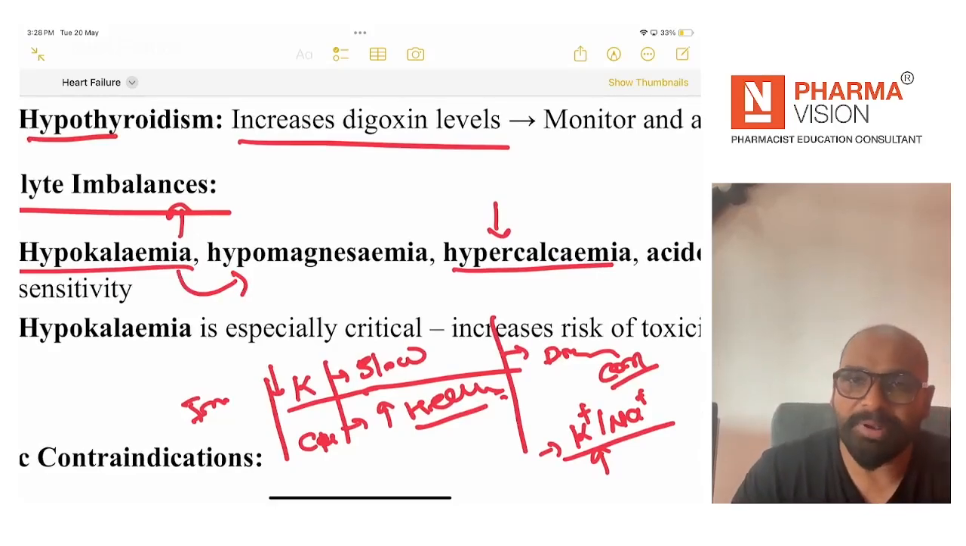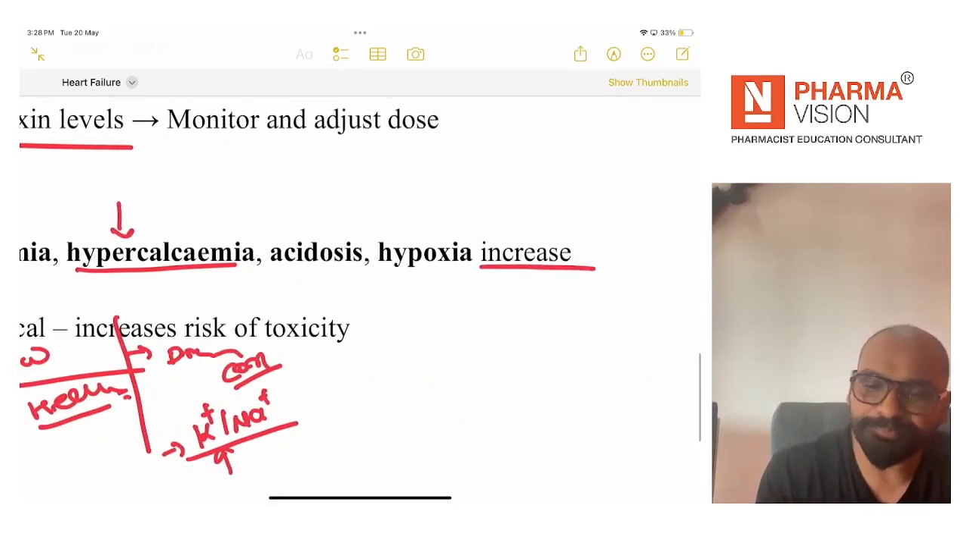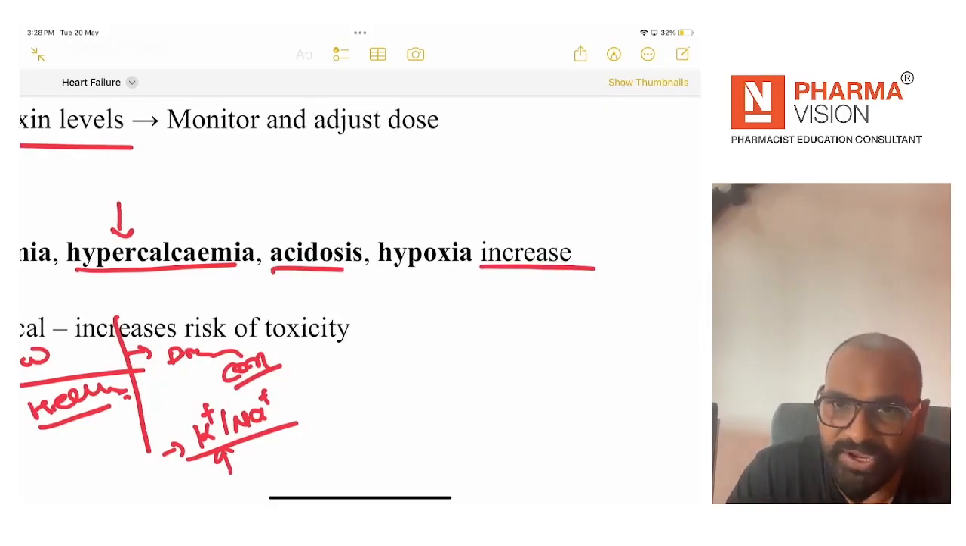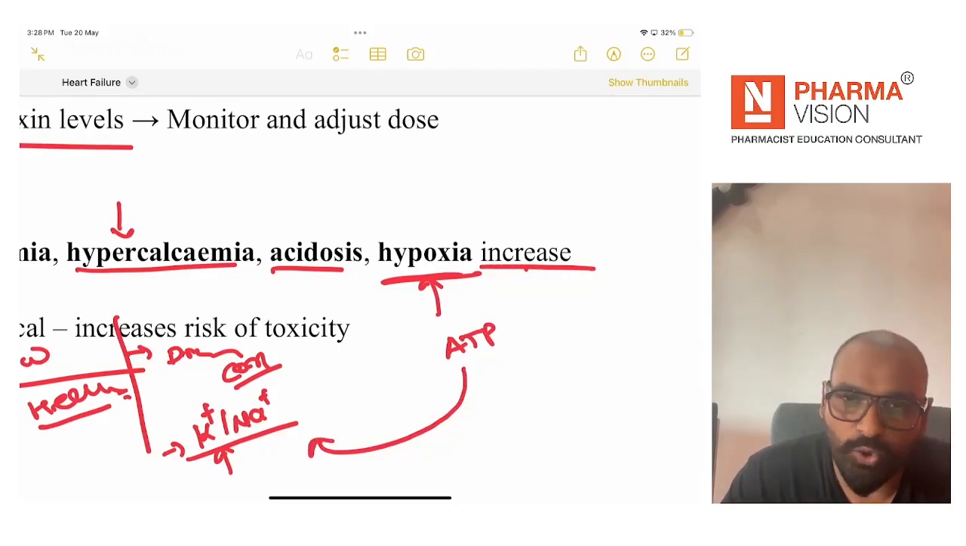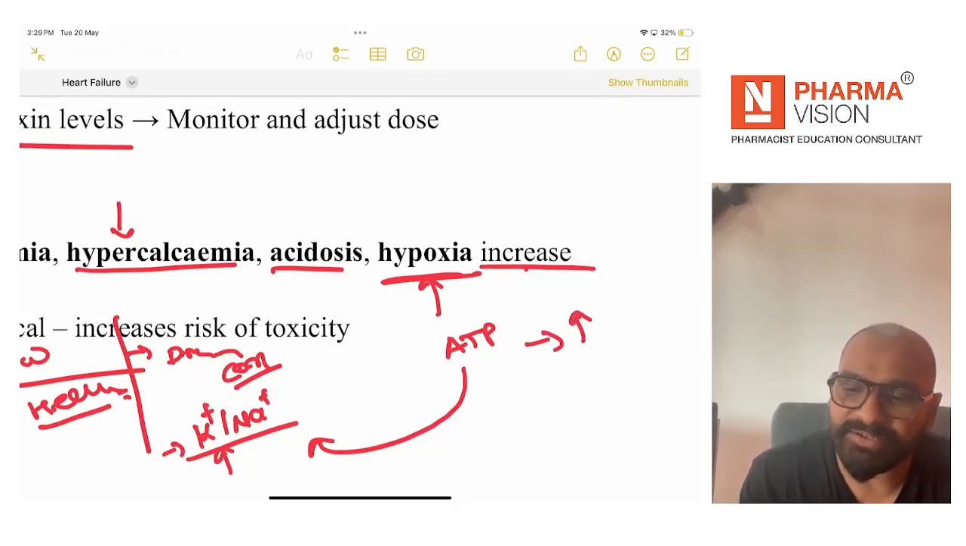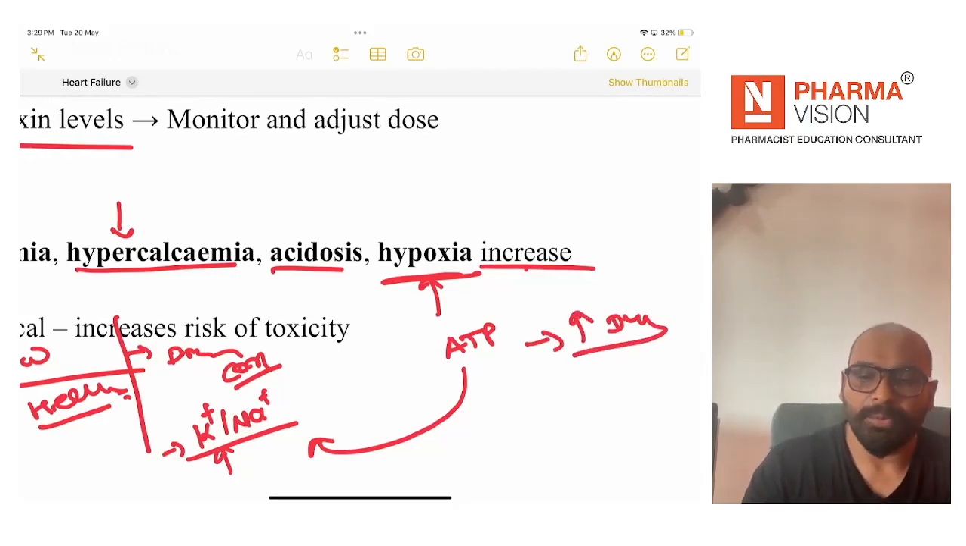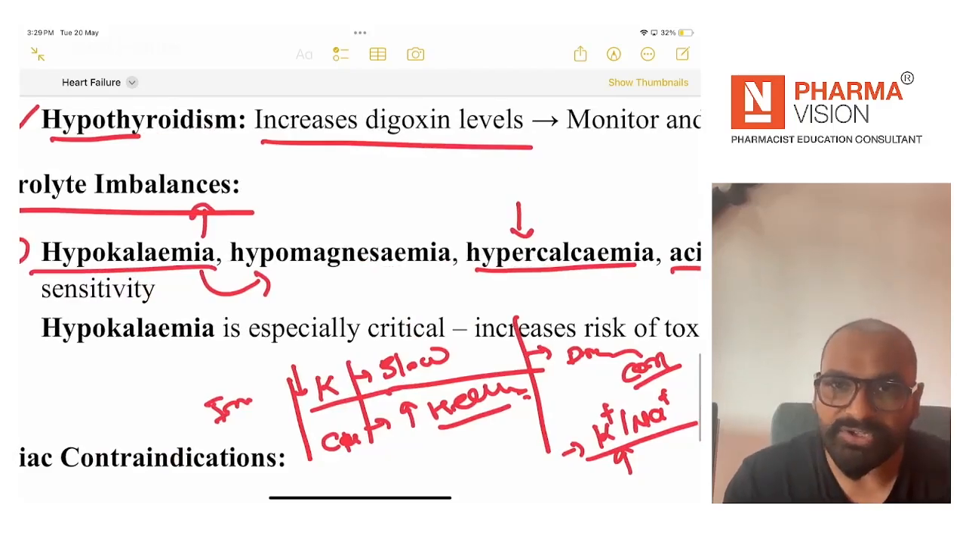Again, potassium and magnesium work in a similar way. Acidosis also changes the potassium shift, and due to that the Digoxin sensitivity increases. Another point, hypoxia: when the patient is suffering from hypoxia, it changes the ATP level, and this changes the sodium potassium pump functionality, and due to that the Digoxin sensitivity increases. So if you can remember all these terms, that would be great.